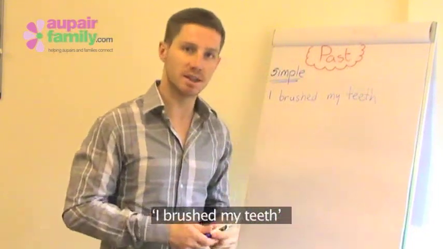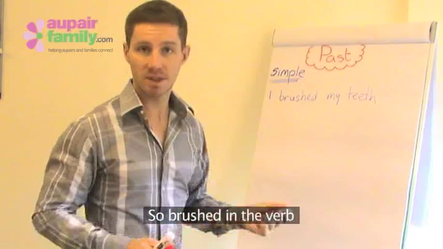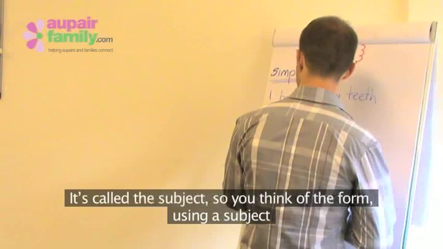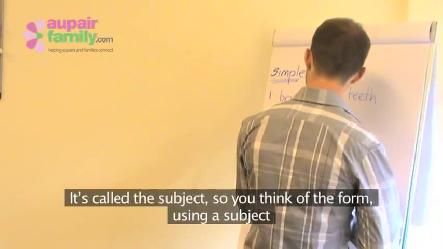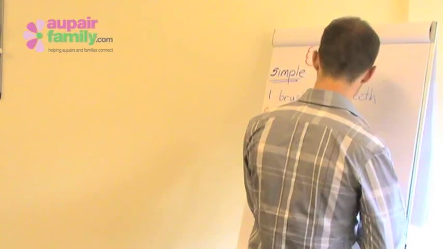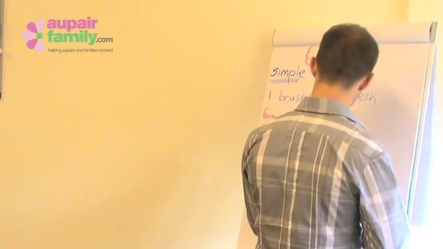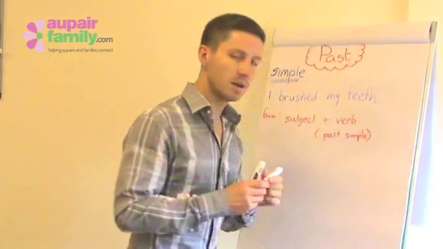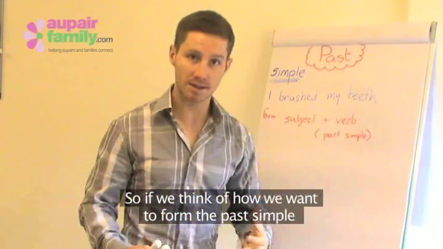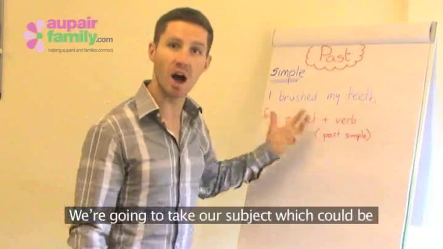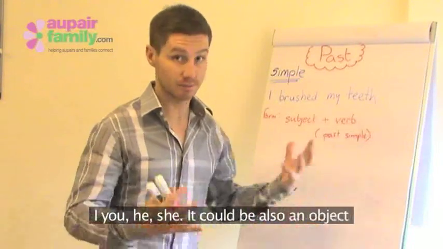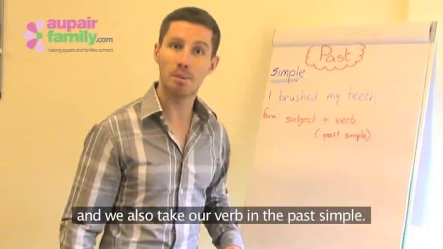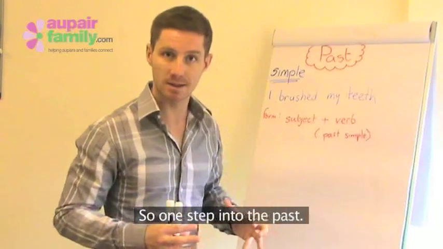I brushed my teeth. Okay? So brushed is the verb, and what's this word? Yeah, it's called the subject. So if we think of how we want to form the past simple, we're going to take our subject, which could be I, you, he, she. It could be also an object. And we also take our verb in the past simple, so one step into the past.